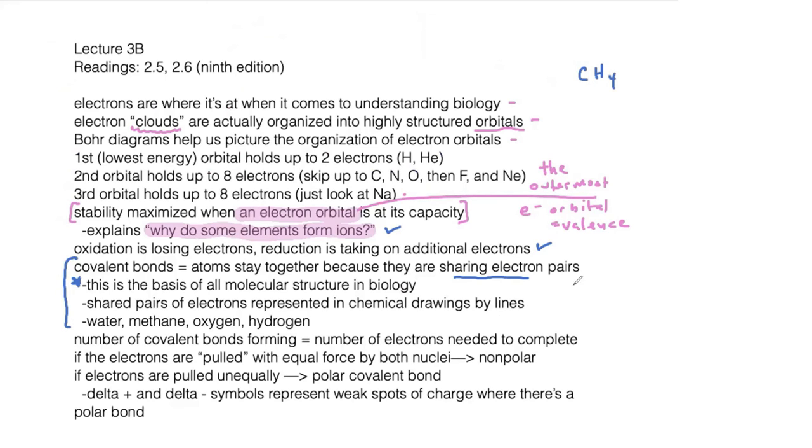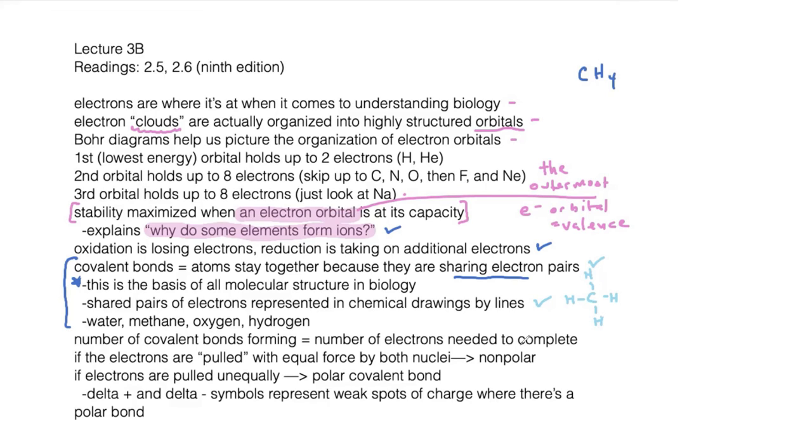And so let's make sure we covered everything. Covalent bonds are atoms sticking together because they share electron pairs. Got that. It is the basis of all molecular structure in biology. Maybe not all, but the lion's share of molecular structure in biology is occurring through covalent bonds. We talked about Bohr diagrams, allowing us to picture the sharing of electrons. We also showed you some chemical drawings with lines connecting elemental symbols, like CH4 would look like this, where the H's represent the hydrogen, C represents the carbon, and these lines connecting them represent covalent bonds.